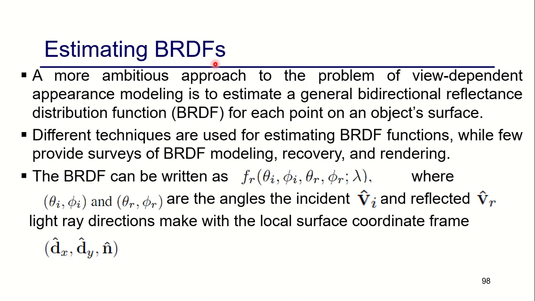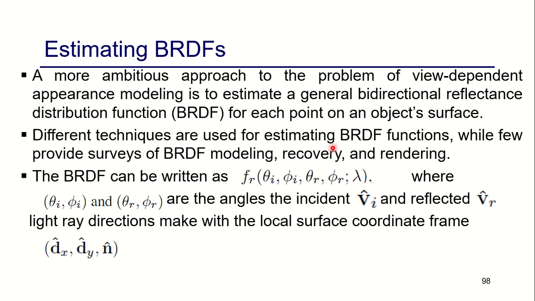Estimating BRDFs. BRDF means bidirectional reflectance distribution function. A more ambitious approach to the problem of view-dependent appearance modeling is to estimate a general bidirectional reflectance distribution function, that is a BRDF function, for each point on an object surface.